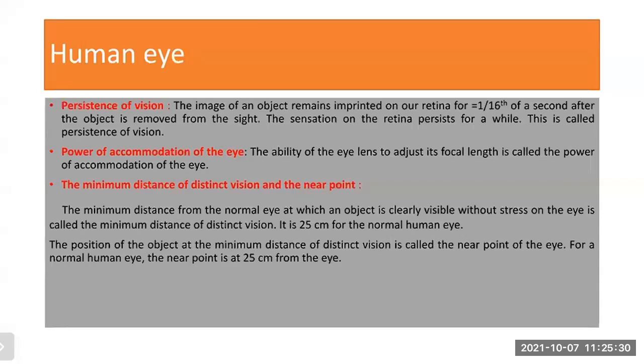Then the minimum distance of distinct vision and the near point. Now, the minimum distance from the normal eye at which an object is clearly visible without stress on the eye is called the minimum distance of distinct vision. It is 25 centimeter for the normal human eye. Okay. Actually, see, very simple. It is the distance at which we are able to see the object clearly.